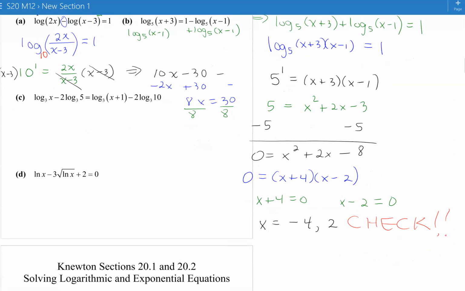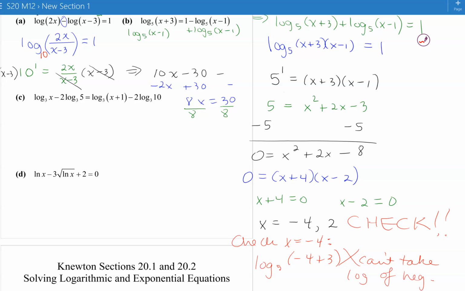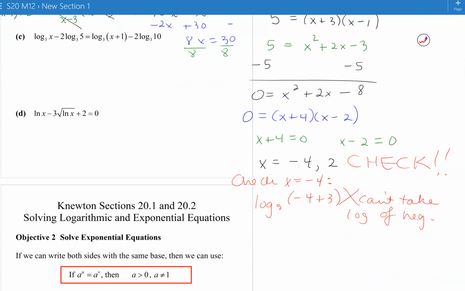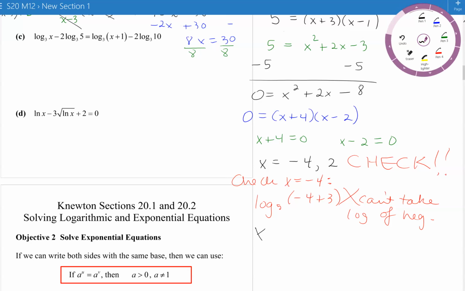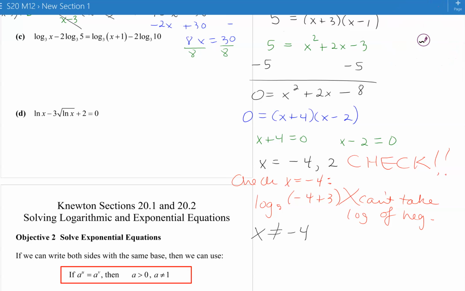So let's first check x equals -4. Well, we would have the log base 5 of -4 plus 3. Well, you can stop right there because you can't take the log of a negative number. So you can write as little as that. You can't take the log of a negative. So x equals -4 is not a solution. So x can't be -4.